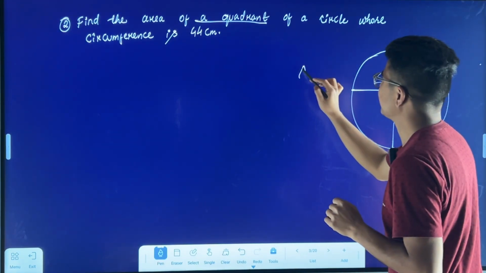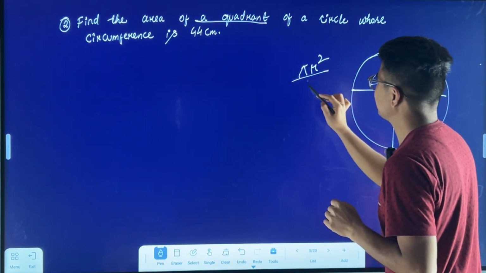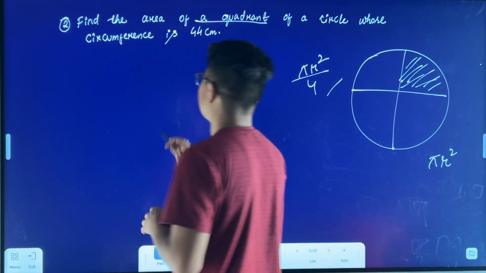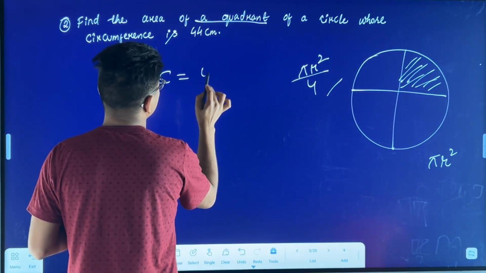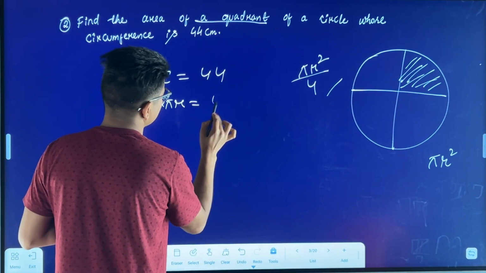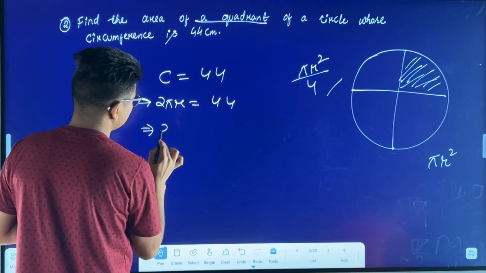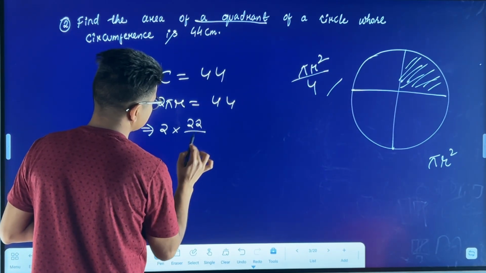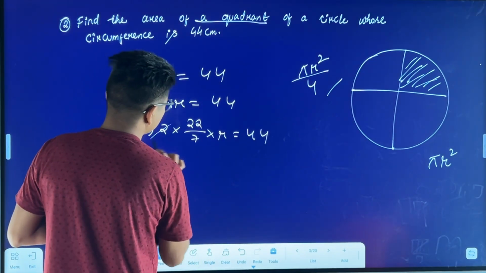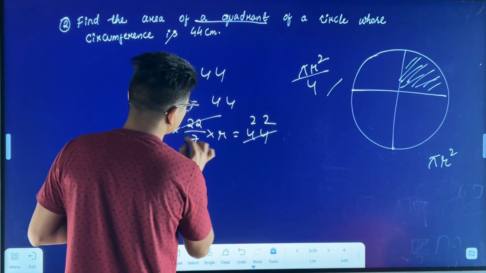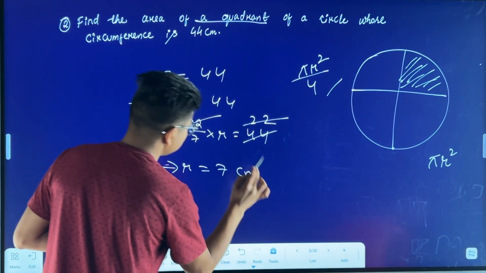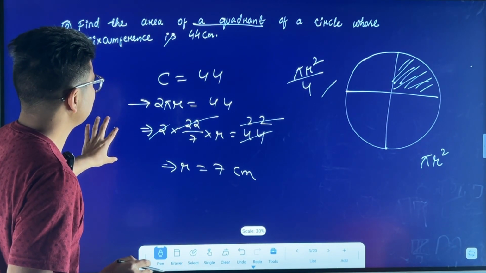So area of one quadrant will be pi r square upon 4, right? So this will be the area of one quadrant. What is given? Circumference is given, 44 centimeter. Circumference formula is 2 pi r equal to 44. Then 2 into pi, which is 22 by 7, into r equals 44. Cancel the 22s, then r equals 7 centimeter. Radius is 7 centimeter.